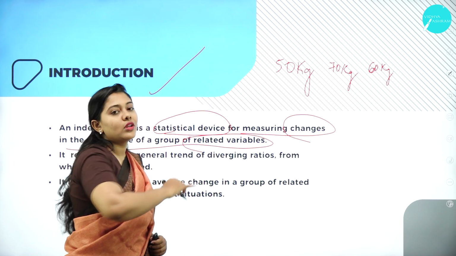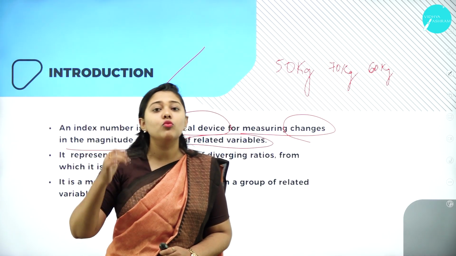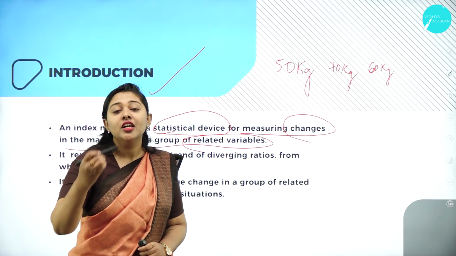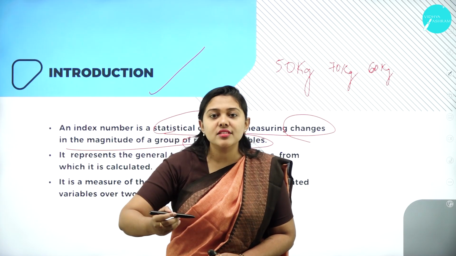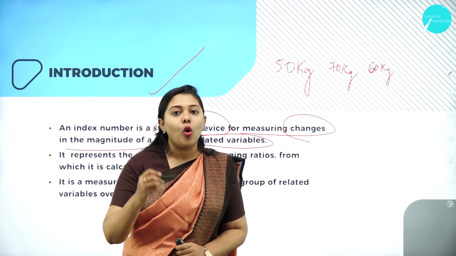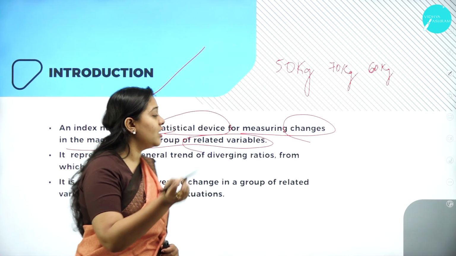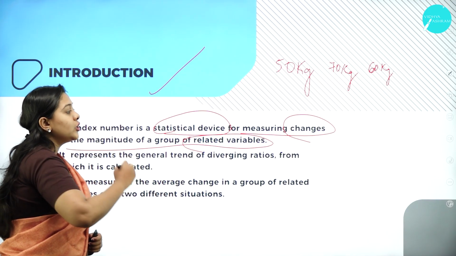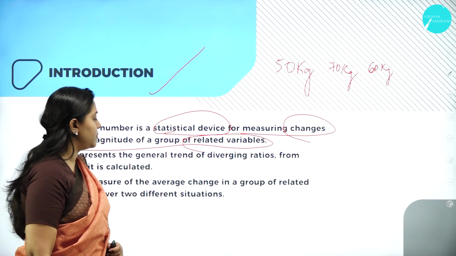So that value will be given through your index number. Index number is what we live by, what we aspire to every day, because index number is very important. In order to know the changes happening in a particular market, we need to understand what an index number is. With the help of index number, you can see the trend or the magnitude of changes happening in a group of related variables.